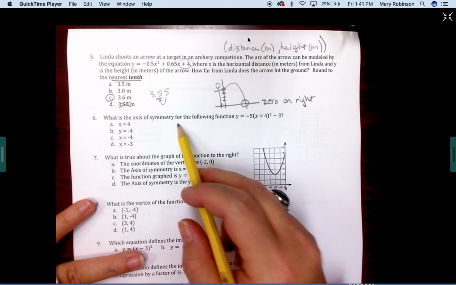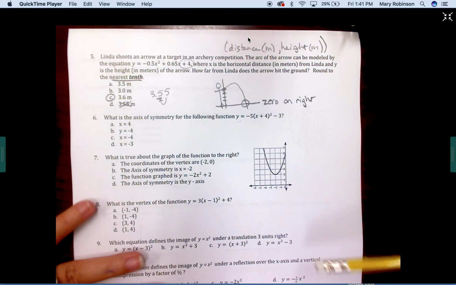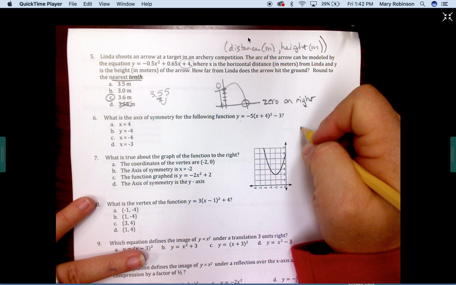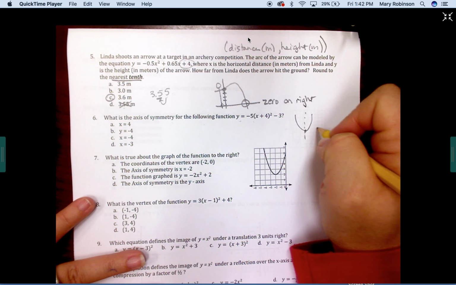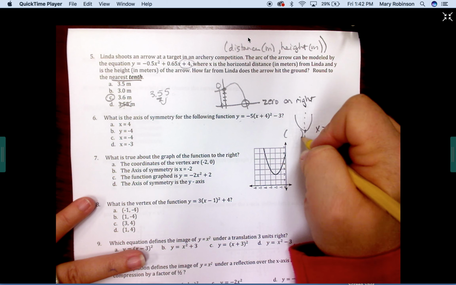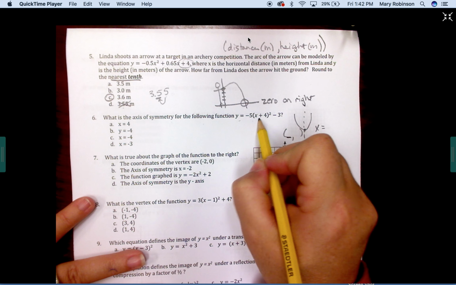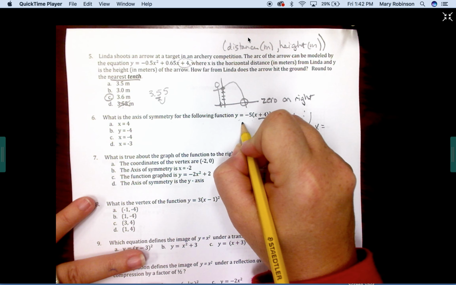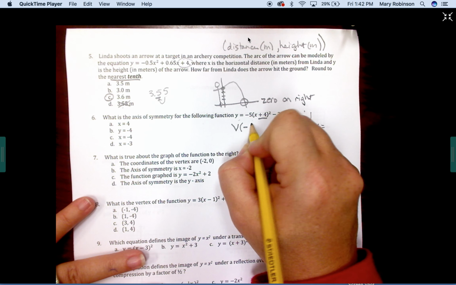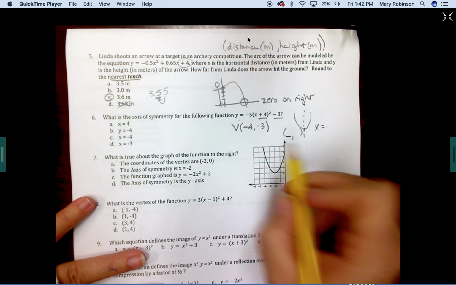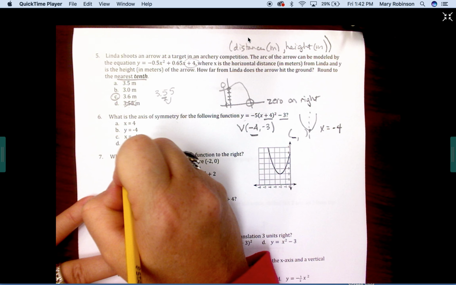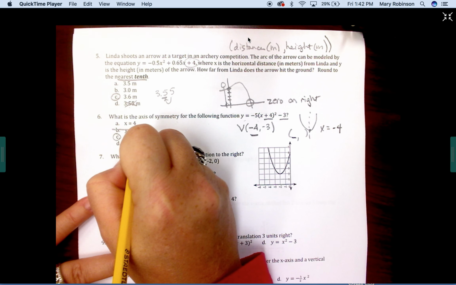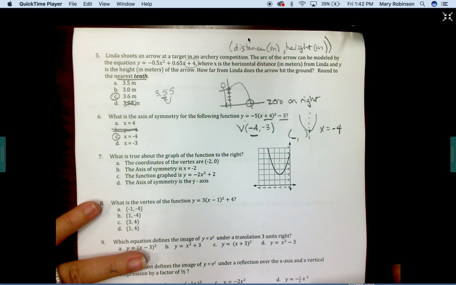Next, it asks for the axis of symmetry. Your job is to remember that the axis of symmetry goes through the vertex. So if this is our vertex, it'll go through it, and it'll always be x equals the x value from your vertex. So if we identify your vertex by doing opposite keep, switch keep, our vertex is -4, -3. So it's going to be x equals -4. Right off the bat, don't even choose the one with y equals.